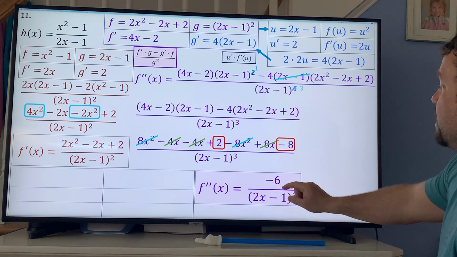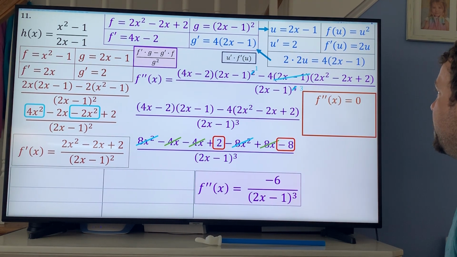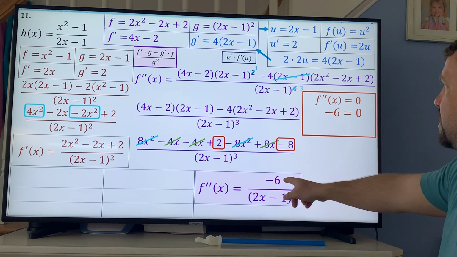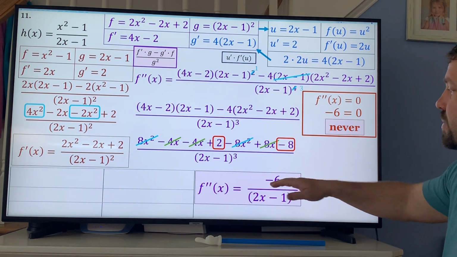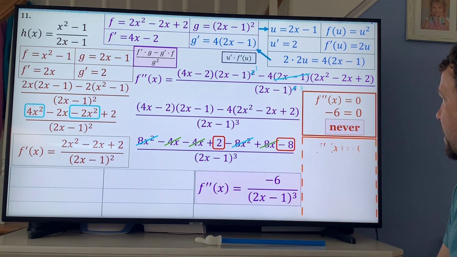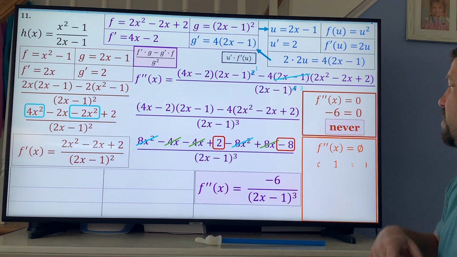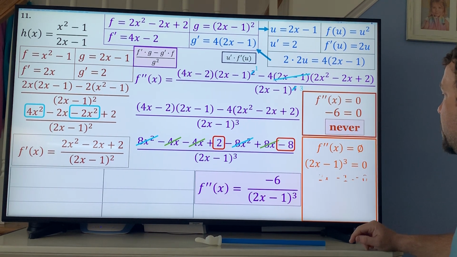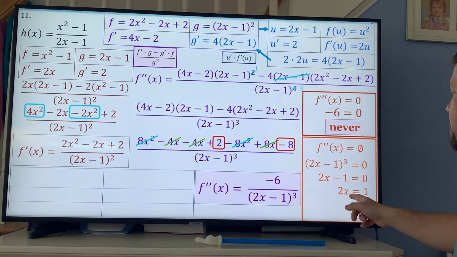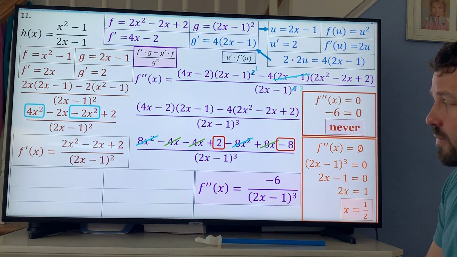I think so. All right, so you're going to set the numerator equal to 0. Does negative 6 ever equal 0? No. So there is no critical number based on the numerator equaling 0, but you can have it equal undefined. When it is undefined, you set the denominator equal to 0. You cube root 0, you get 0. Add 1, divide by 2, and you get x equals 1/2.